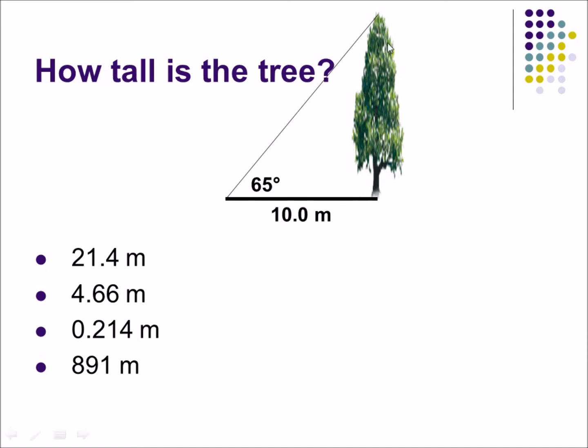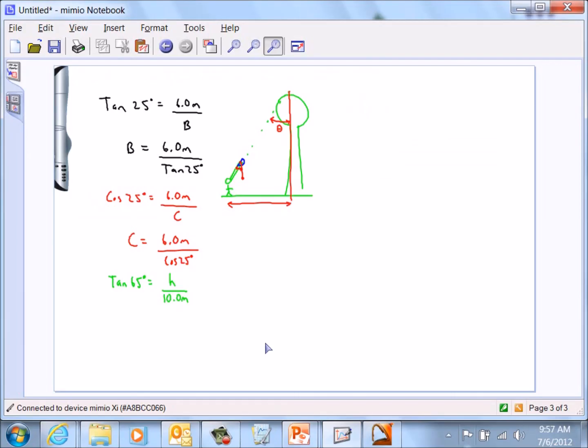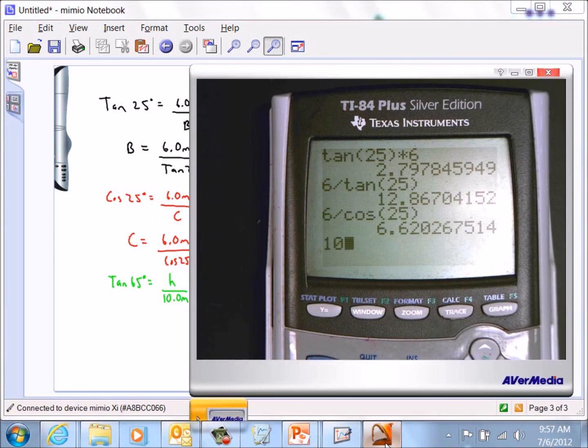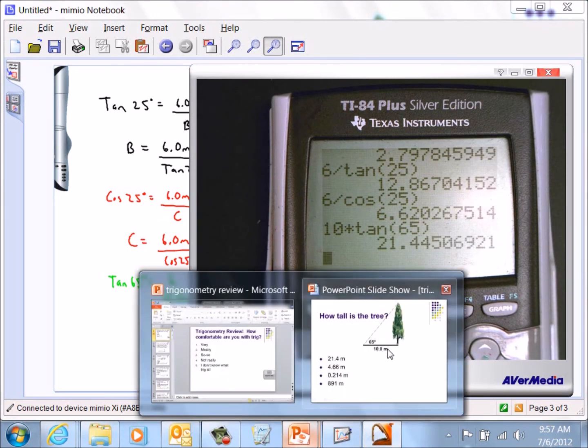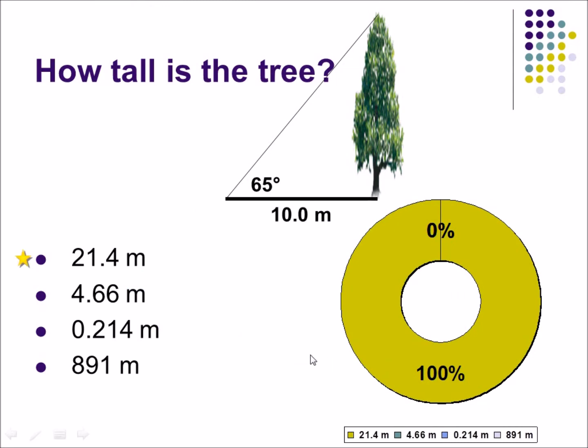It's opposite the 65-degree angle. So we're trying to find the opposite. We know the adjacent. So the trig function you should have thought of using was the tangent function. Tangent of 65 degrees is the unknown height over the adjacent, which was 10 meters. Therefore, the height of the tree is 10 meters times the tangent of 65 degrees. And if I work out in my calculator what 10 meters times the tangent of 65 is, that gives me about 21.4 meters, which is choice A.